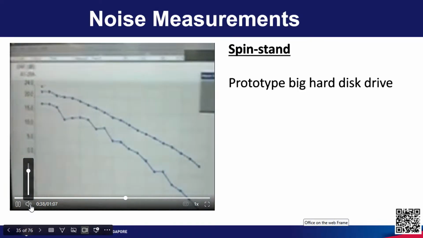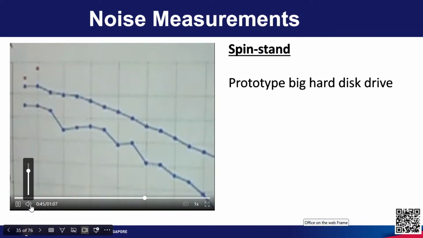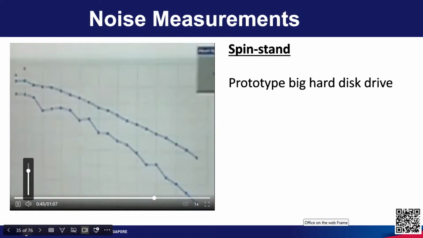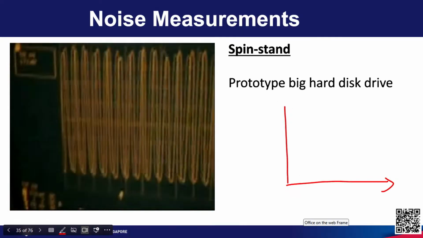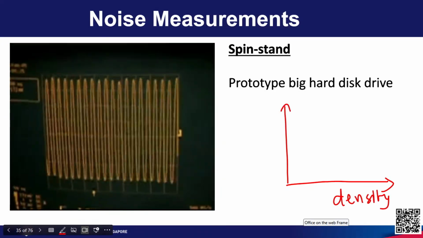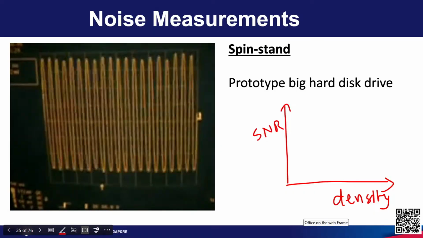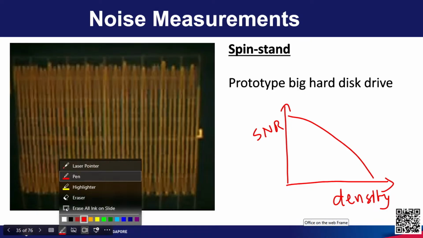In this picture x axis is the density at which I store information and y axis is the signal to noise ratio. So, that graph you saw something like this. The signal to noise ratio keeps getting lower and lower as you pack more and more information closer to each other. As you increase density, the signal to noise ratio becomes smaller and smaller.